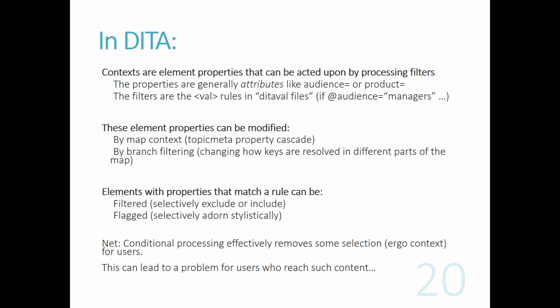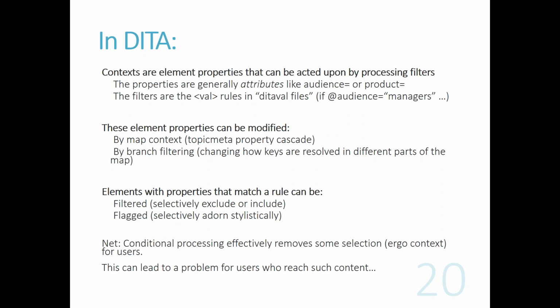These element properties, if you're familiar with DITA, can be modified in two ways. One is by the direct map context that it's in, where a topic picks up its eventual final property from the cascade of topic metadata properties above it in the document tree. And then branch-based filtering, which allows DITAVAL conditions to happen on the content referenced in different branches of the map. In this case, you're changing how the keys are resolved in different parts of the map.